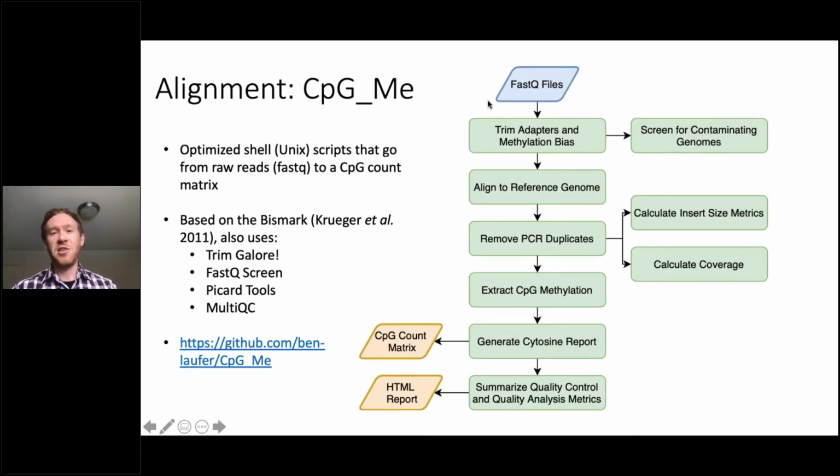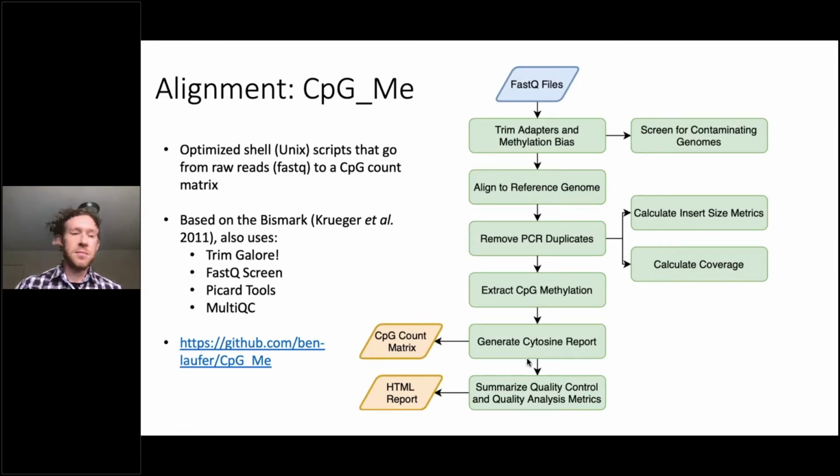As I mentioned, we'll start with the FASTQ files, trim the adapters and the methylation bias that's inherent to the post-bisulfite adapter tagging method. It will screen for contaminating genomes to confirm that you are aligning only to your genome of interest. It will also align to your reference genome, remove PCR duplicates, and then calculate the insert size metrics as well as the coverage, extract the CpG methylation, and use it to generate these cytosine reports, which are the genome-wide count matrices of CpG methylation. And then it will also summarize the results by producing quality control and quality analysis metrics, which all go into a nice HTML report at the end, so you can look over all your samples and check out if any have failed.